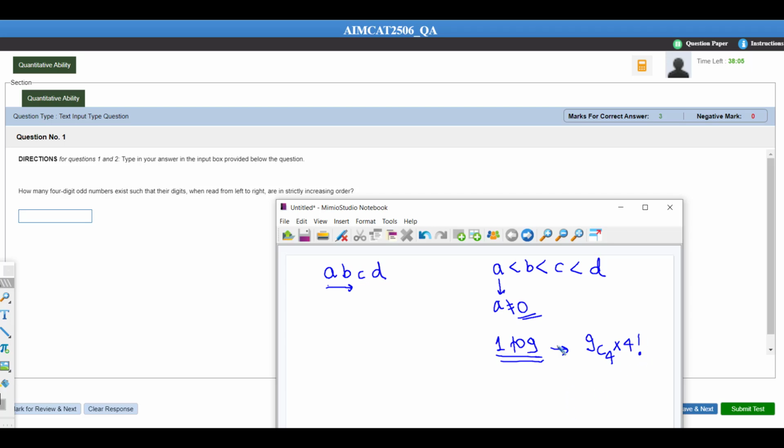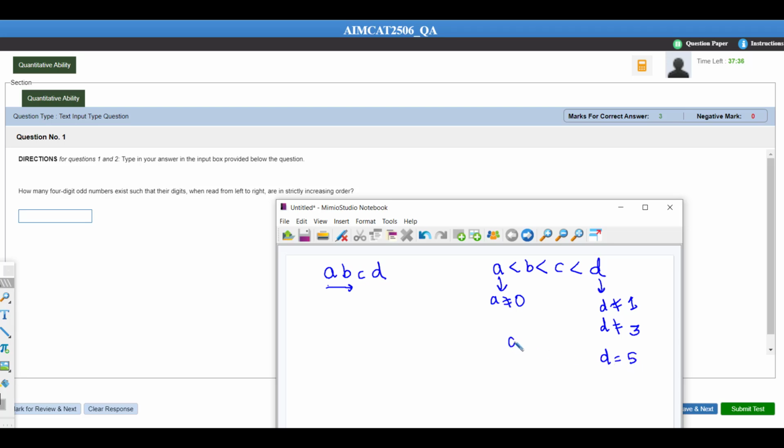No, but the condition is, the 4-digit numbers should be odd, everyone. So let's have a look at it. A cannot be 0, and D cannot be 1, because we want 4 digits in increasing order. Can D be equal to 4? No. D equal to 3? No, D cannot be equal to 3. Can D be equal to 5?